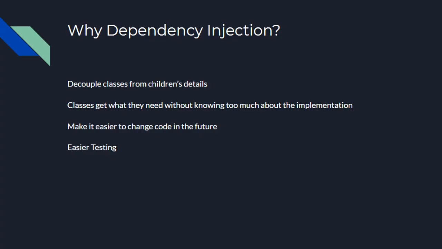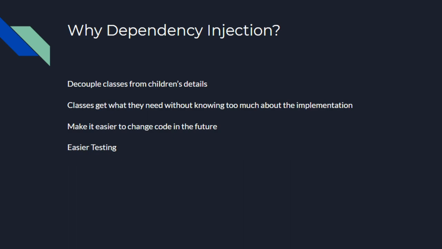So, I guess first, what is dependency injection? That is really just a fancy way of saying we're going to let the constructor for an object let us set details of how something's going to work. That way we don't need to worry about all the details of those other classes. This lets us decouple our classes from the children's details. We don't need to know how they're constructed. We don't need to know what they need to be passed in. We can just call a new one and dependency injection will create one for us. And then classes will get what they need without knowing too much information about the other classes.